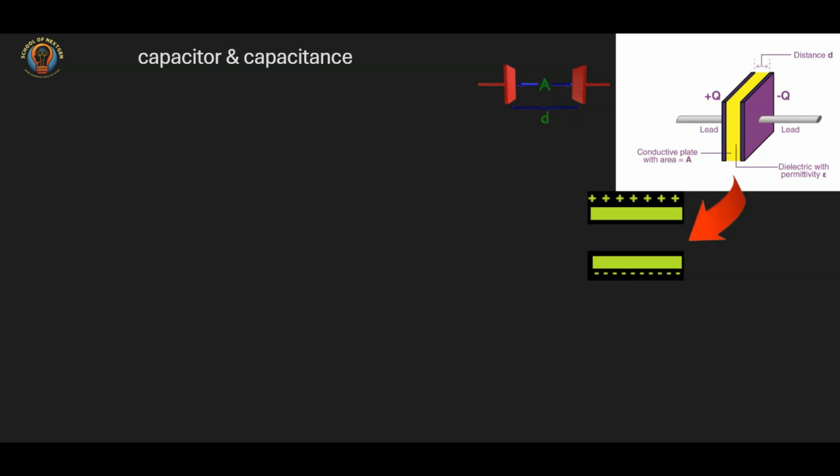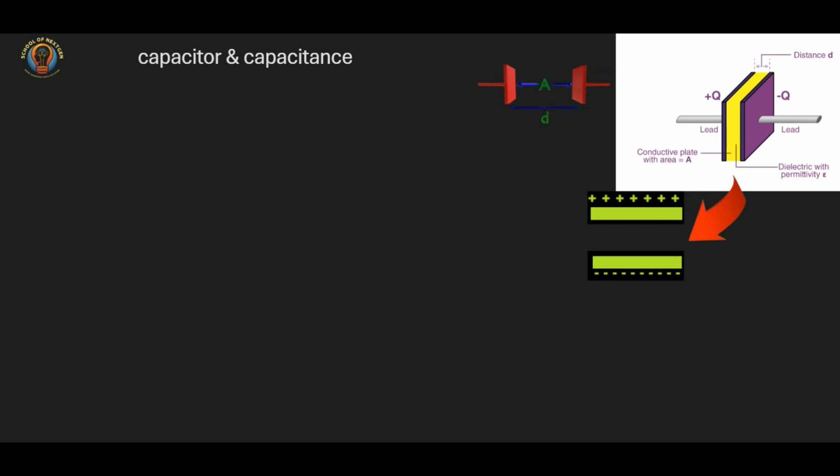A capacitor is an important and fundamental equipment for electrical and electronic devices. It is an electronic component that stores electrostatic energy in an electric field. The device has two terminals and can store energy in the form of electric charges. It consists of two electrical conductors, or two plates, separated by a distance. I'll explain a little bit later.